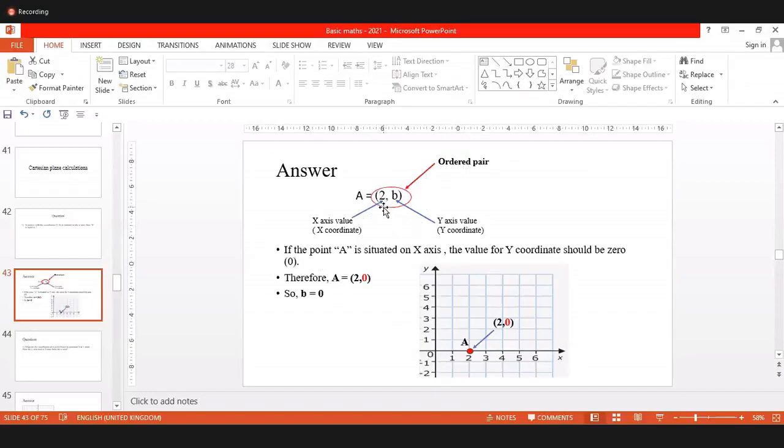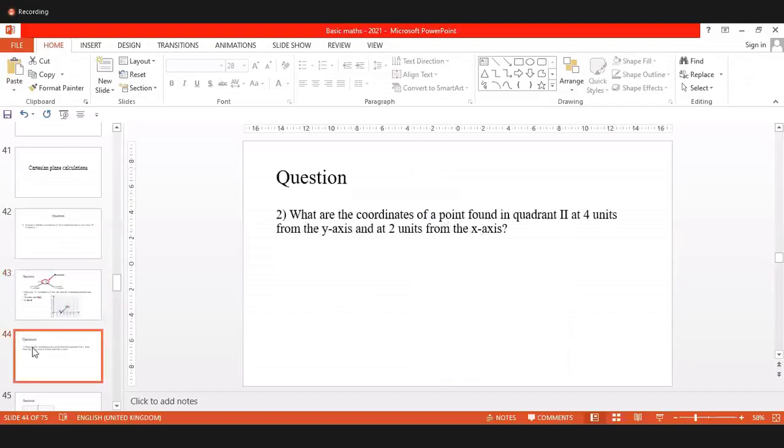If you have an ordered pair, we first write the x coordinate, then we write the y coordinate. So here B is the y coordinate. So B is 0. Yes or no? Yes, sir. Understood? Yes, sir. Clear? Yes, sir. Right, good. So let us go to the next one.